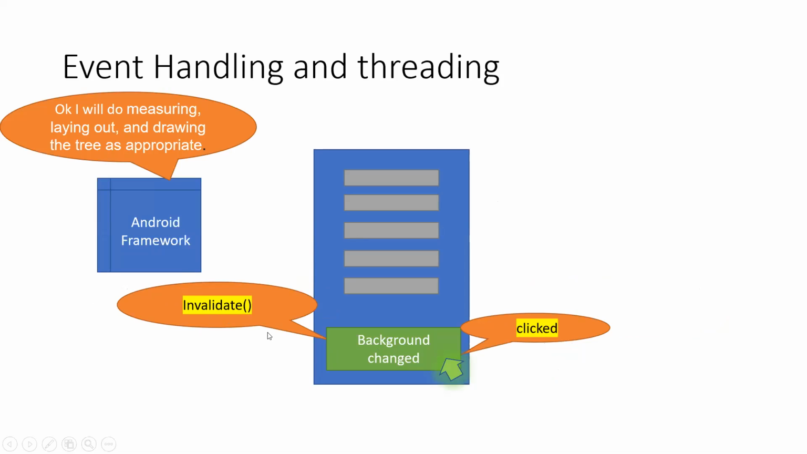So invalidate is also a call. The listener to this invalidate is also the Android framework. The Android framework will again say, I'll do measuring, laying out, and drawing the tree as appropriate. One of the methods of these functionalities is invalidate. It will say the current screen is invalidated and a new screen is going to come. So the invalidate method causes this background to be changed.